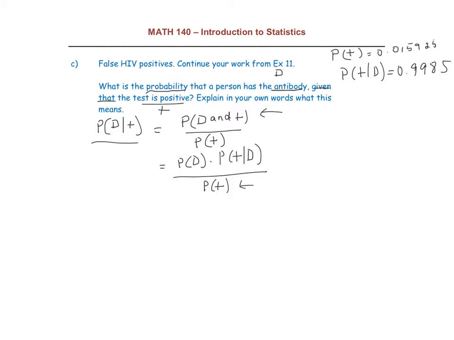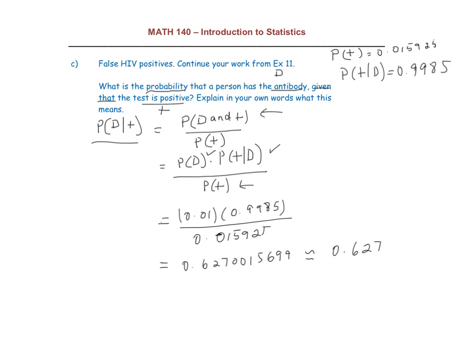We've already calculated this, and the problem has given us these two probabilities. Now all we have to do is plug the numbers in. So when we plug in the numbers, this is what we get, and this gives us about 0.627. That's about 63%. So if someone tests positive and you know that they tested positive, what is the probability that they actually have the disease? That would be 63%.